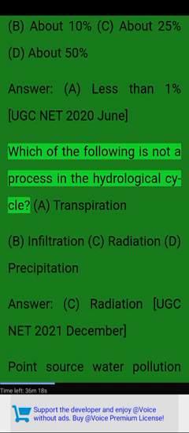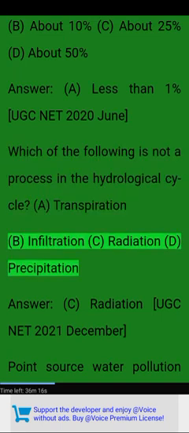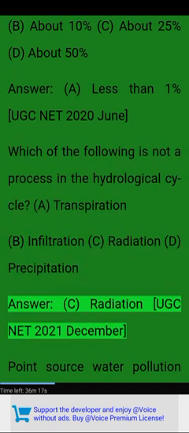Which of the following is not a process in the hydrological cycle? A. Transpiration. B. Infiltration. C. Radiation. D. Precipitation. Answer: C. Radiation. UGC NET 2021 December.